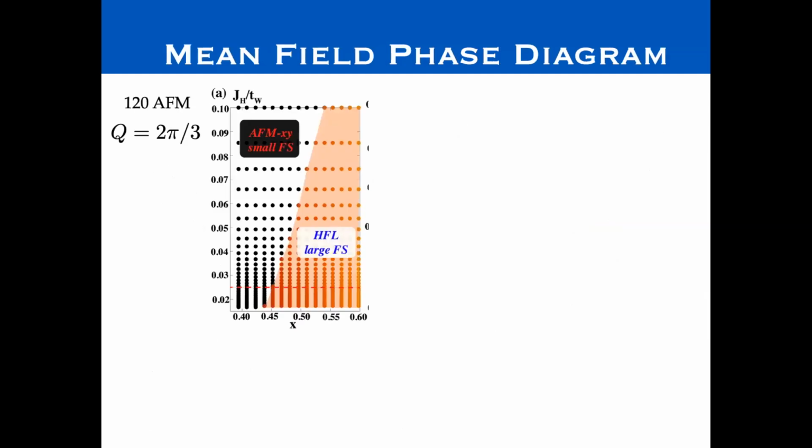Okay, so solving this problem at zero temperature, what we find is an antiferromagnetic state with a small Fermi surface with an ordering wave vector of 2π/3, and a large Fermi surface heavy Fermi liquid state. Okay, so this is obviously problematic based on Tin5's talk yesterday. He found this to be a ferromagnet. Let me come back to that.